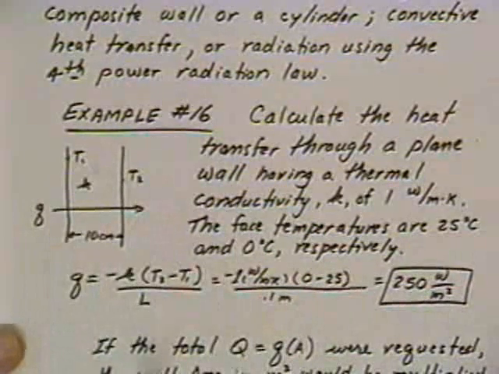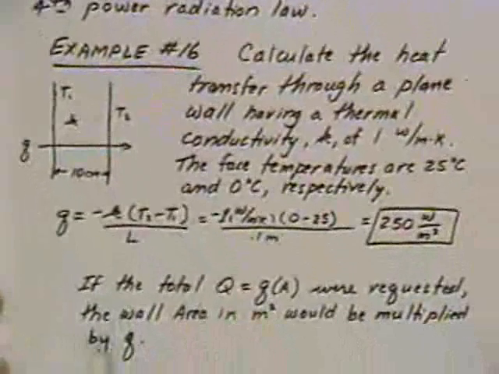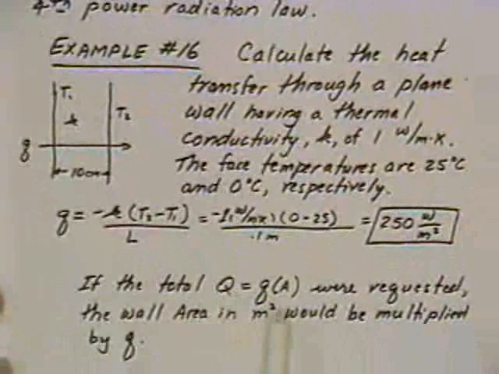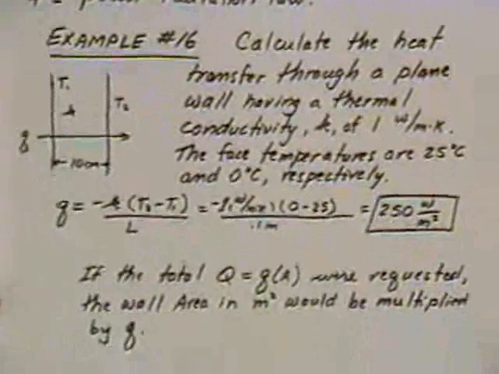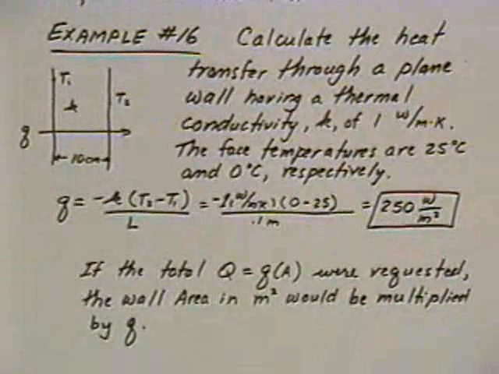Now, if you wanted the total heat transfer, in other words big Q, total heat transfer through that wall, then what you'd have to do is determine the area of the wall. Maybe the wall is 2.5 meters by 10 meters or something like this, so the wall might have an area of 25 square meters.